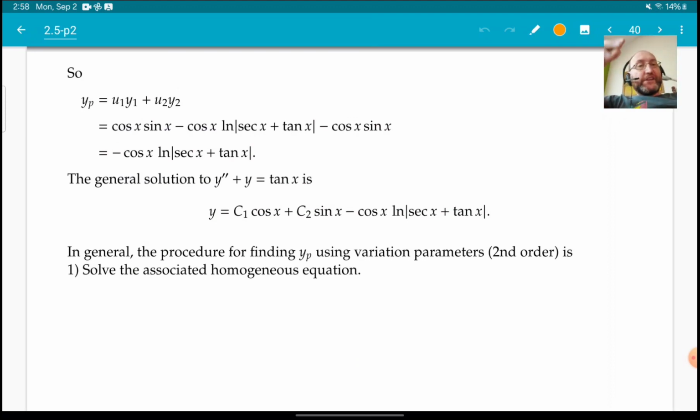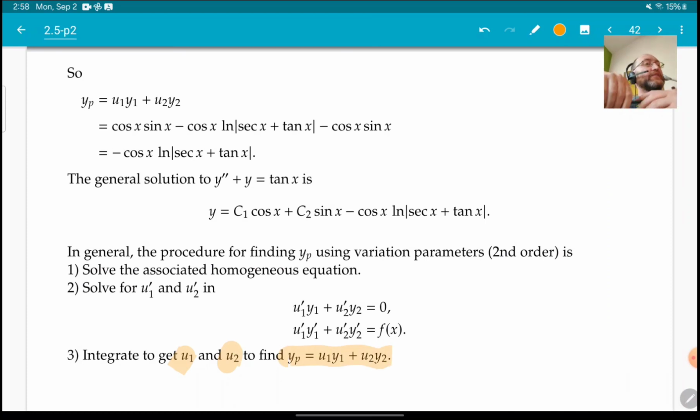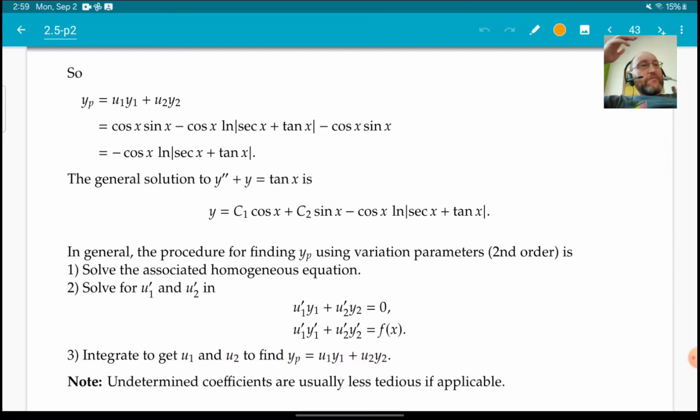So what's the procedure, at least for second order, for variation of parameters? First, just like for undetermined coefficients, you find the complementary solution, and then you solve for u1 prime and u2 prime in these equations. Then you integrate to find u1 and u2, and you find your solution, your particular solution.